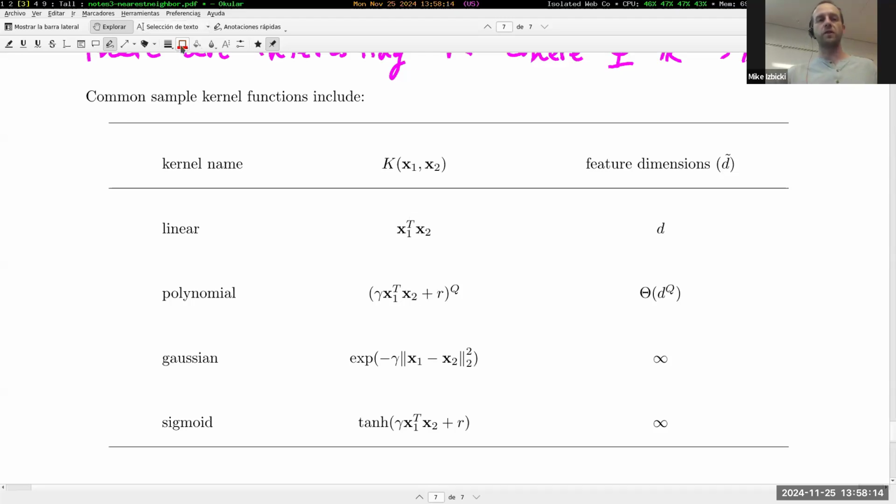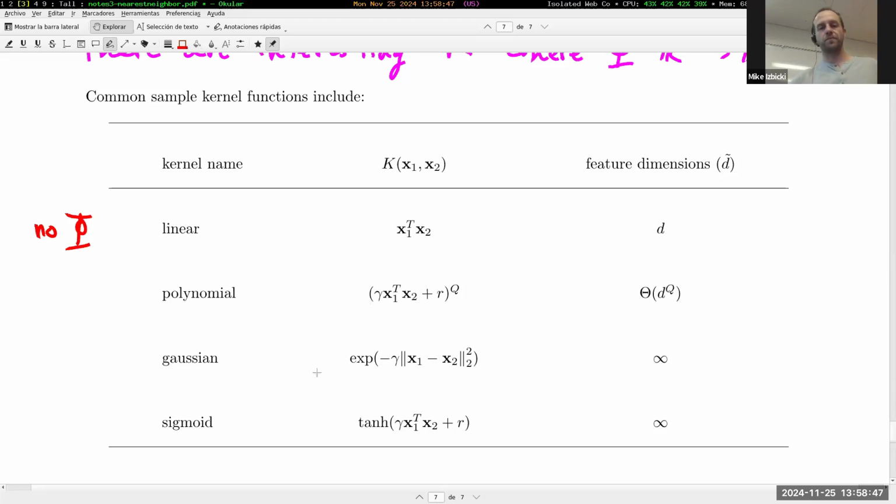So this is equivalent to no feature, equivalent to no phi. The linear kernel right here. And so the feature dimension d tilde is still just equal to d. We've talked about the polynomial kernel in the past, and we specifically talked about it as the polynomial feature map instead of the polynomial kernel. It turns out, though, that this k function right here is equivalent to the polynomial feature map, and this is much faster to compute.